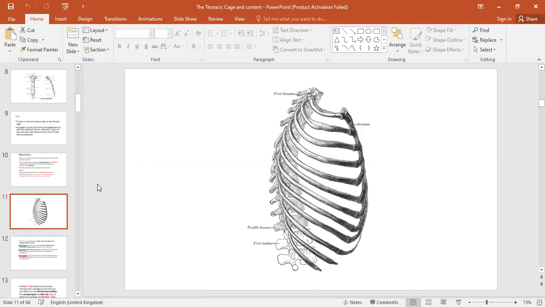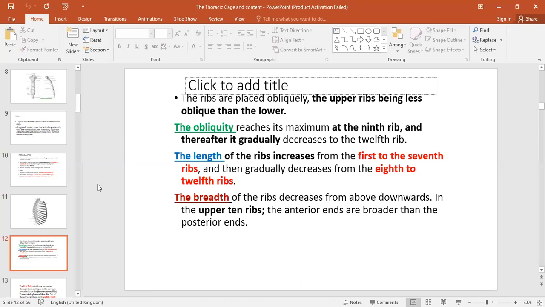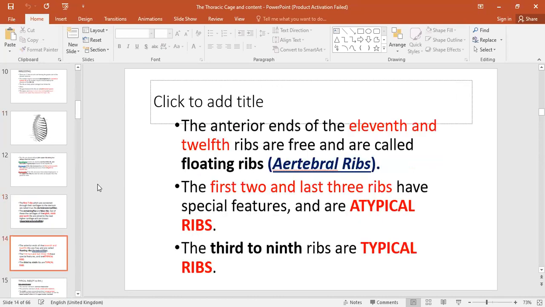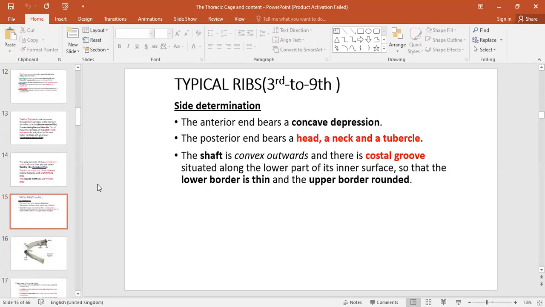Okay. Away from that, we can now look at classification of ribs. So we can classify ribs based on two systems. So we have the first system looking at the shape of the ribs. First system focuses on the shape of ribs. So out of that, we have what we call typical ribs and atypical ribs, just looking at the shape.